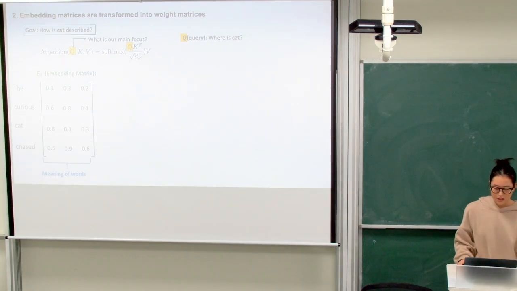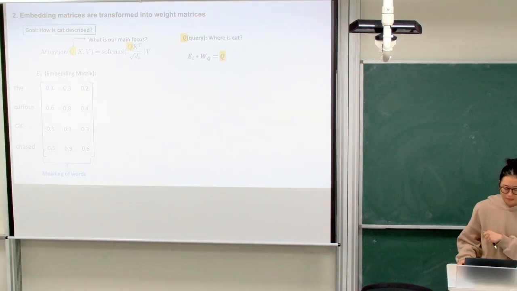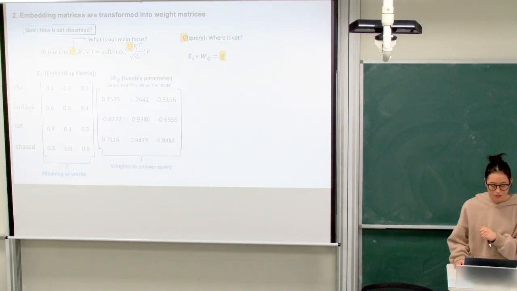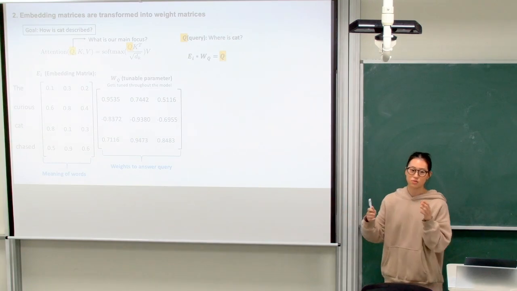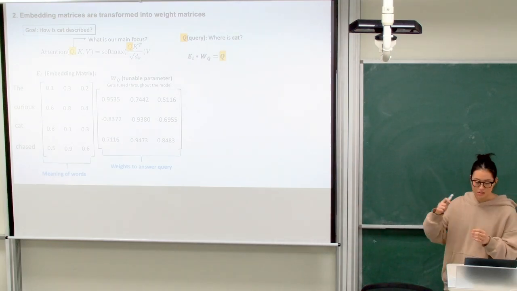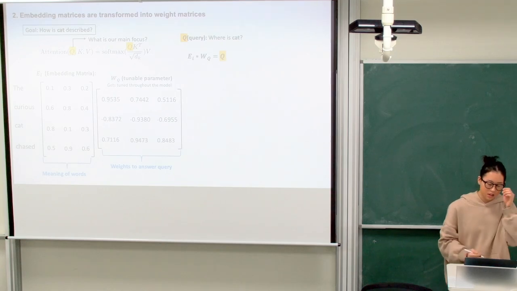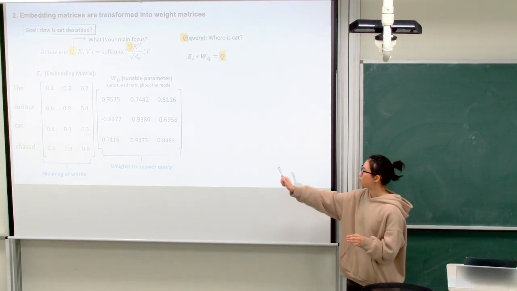And to convert the embedding matrix to the query, we use this formula. We multiply the embedding matrix by the tunable parameter. These look like random numbers because it starts as random numbers at first, but through iterations, it will tune the parameters. So it works kind of like a hyperparameter in machine learning models. These are basically the weights to answer the Q.